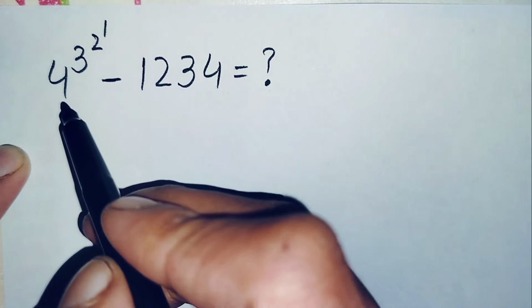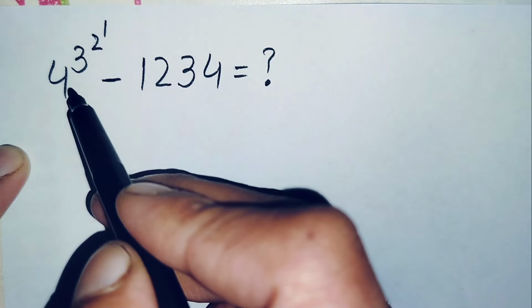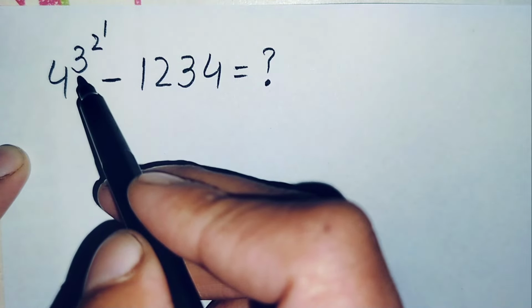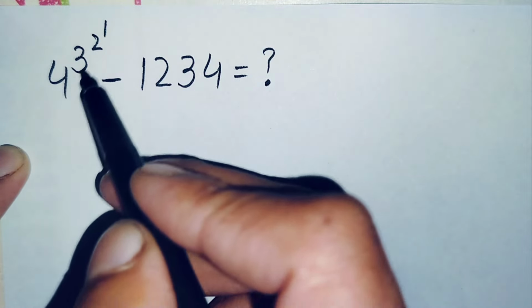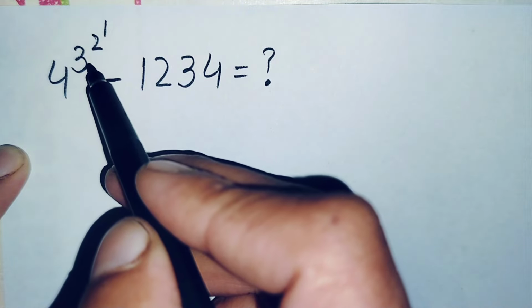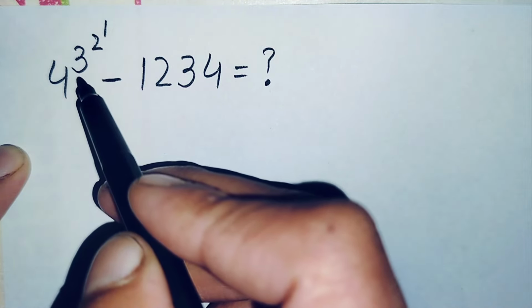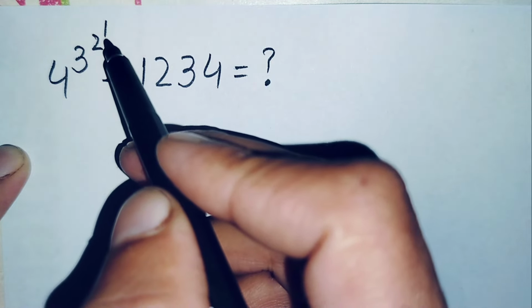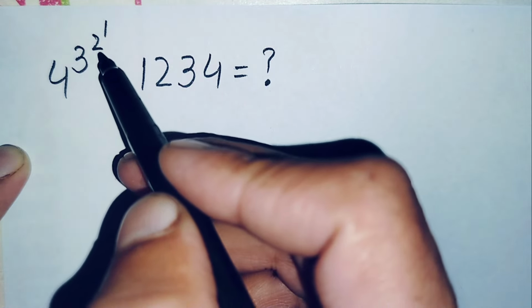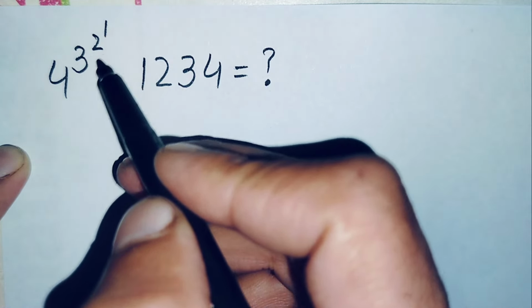So here first of all we will try to find out the value of this one term which has 3 powers. If we have any number in this form having more than one power, we will use a specific exponential rule: we will solve the powers from top to bottom.